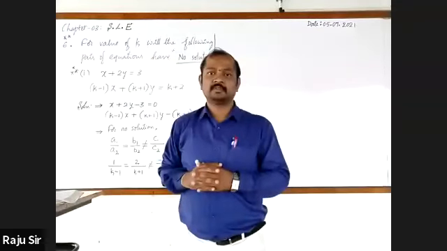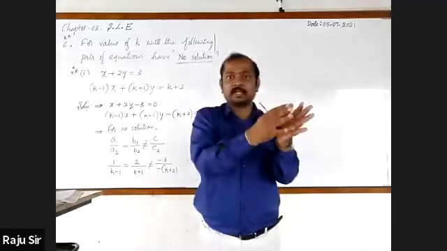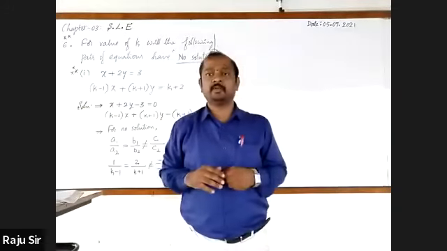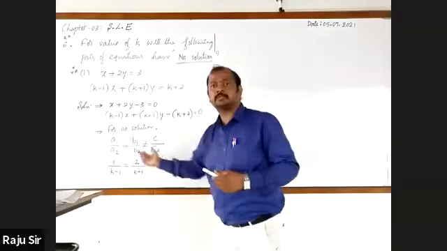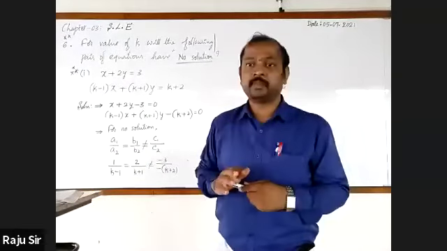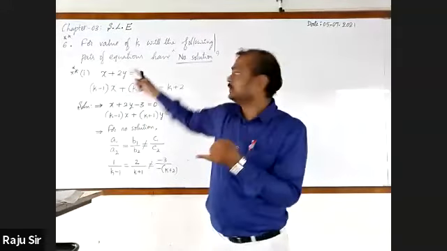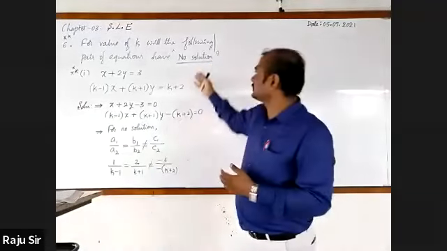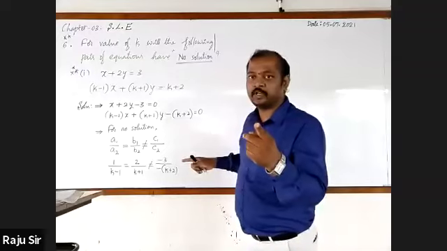And for infinitely many solutions, all the three ratios are equal. Hence, we will take any two ratios to find out the value of k. Whereas, for no solution, this is the condition. First two ratios are equal and the last two ratios are not equal. And here clearly we can come to know for what value of k the given equations have no solution. There are two possibilities, right? Are you following? Yes, sir.